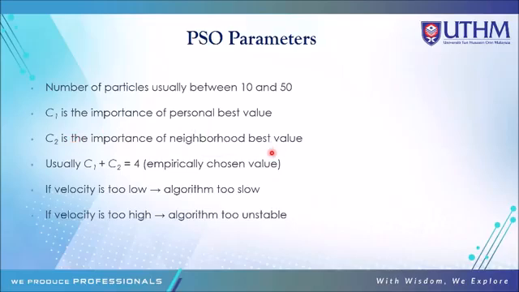Based on the previous research reported in the literature, the best value for C1, according to this equation, C1 plus C2, should be equal to 4. Based on previous experience reported in the literature, this is the empirical value, but it's not fixed. It depends. You can try and error in this case.